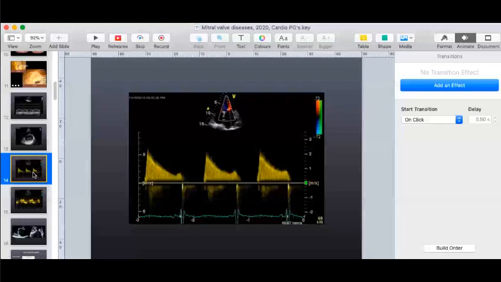So 220 divided by pressure half time. Okay. So 220 divided by the pressure half time. So how do you define pressure half time? The time taken by the gradient to reduce to 50% from peak to 50% to the baseline. So from the peak, how much time it takes to get to half of the gradient. Basically it's the deceleration slope, 50% of it. So that is how you would be looking to define the pressure half time.